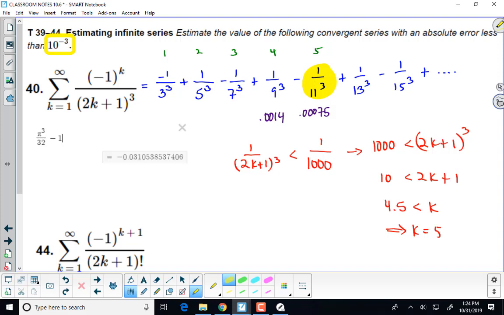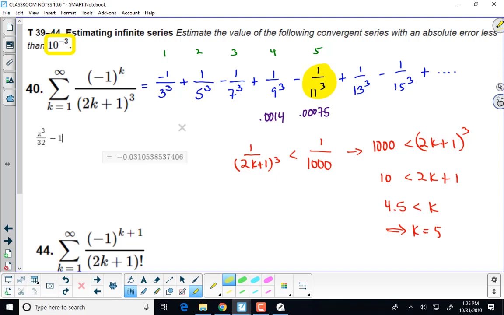So 1 over 11 to the 3, that's this. And that's less than 1 over 1,000. If we came to k equals 4, that's more than 1 over 1,000. So this tells us that if we add up the first four terms, it will be within 1/1000th of the actual sum, which is right here.